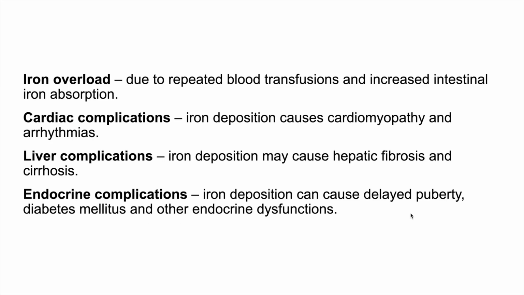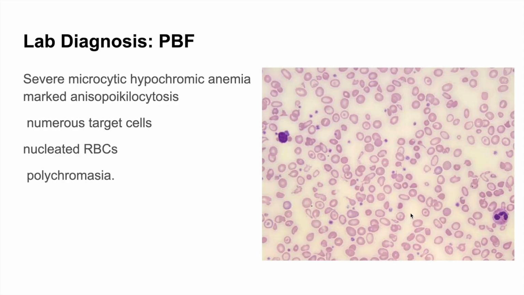Now some clinical features will be due to iron overload because of the hemolysis, and because we are giving routine transfusion to the person. So the patient will have cardiac complication in which cardiomyopathy will be there. Then liver complications, hepatic fibrosis, cirrhosis can be there due to iron deposition, and endocrine involvement. In the pancreas, iron can get deposited and can lead to diabetes mellitus also.